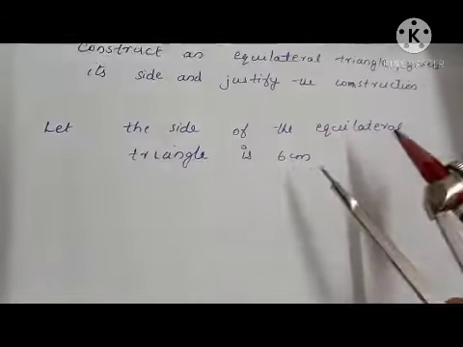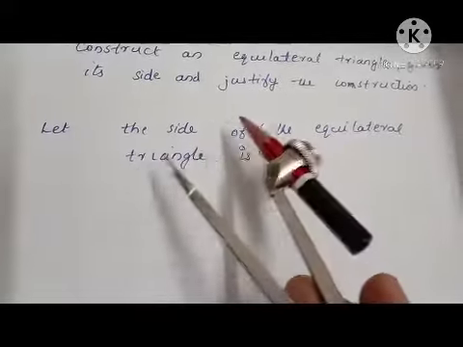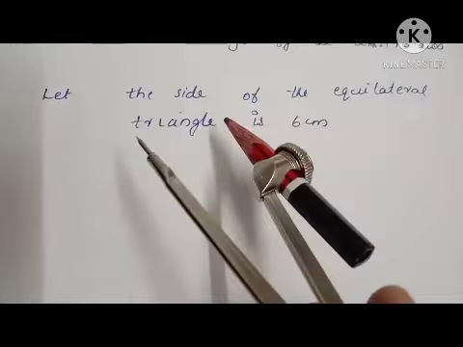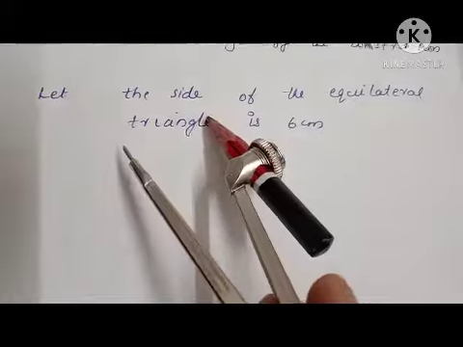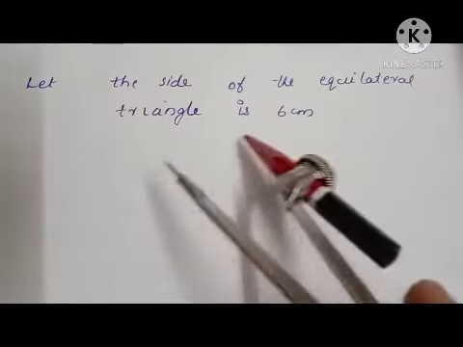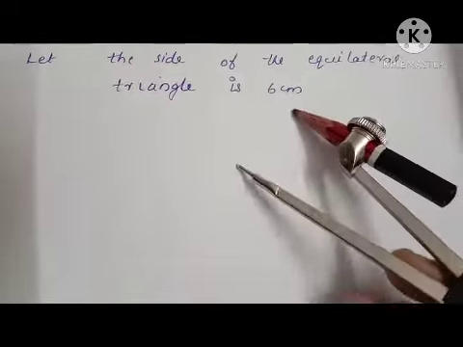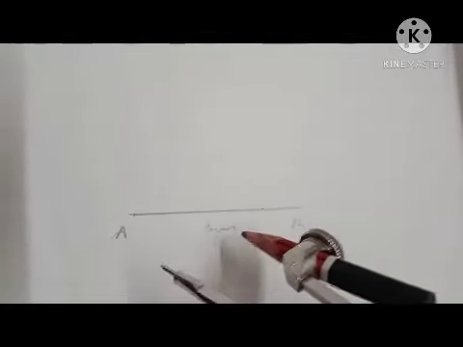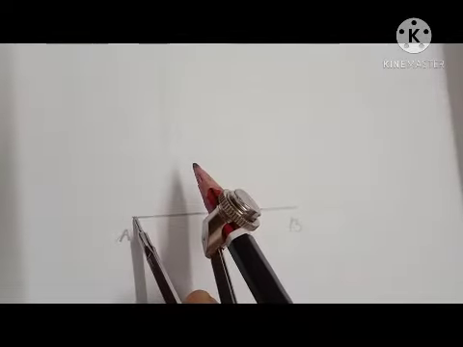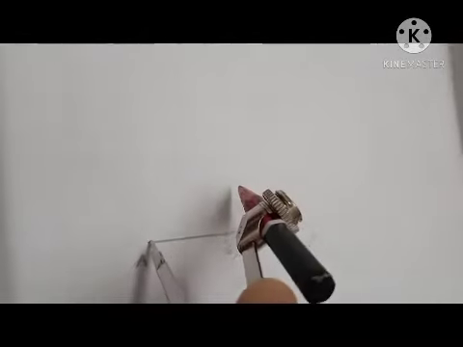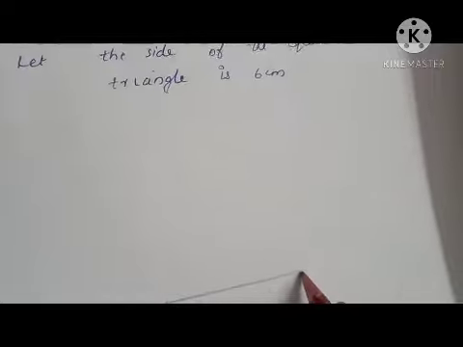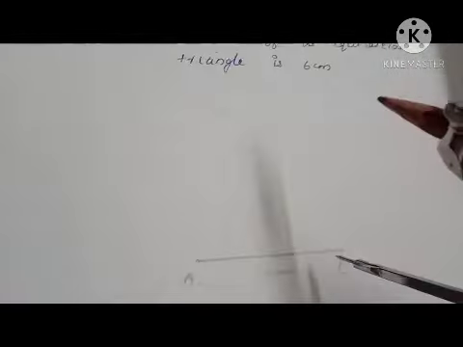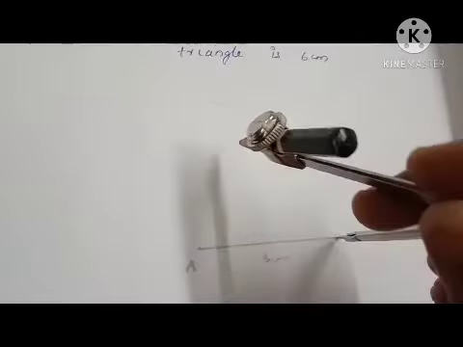Next, construct an equilateral triangle given its side and justify the construction. Here the side is not given, so we can take any measure. Here I take, let the side of the equilateral triangle as 6 cm. Then first step is we have to draw a line segment with measure 6 cm. Then we should put the compass at one of the end points of this line segment and take the same measure as 6 and draw the arc from A. Then with the same measure draw the arc from B also.